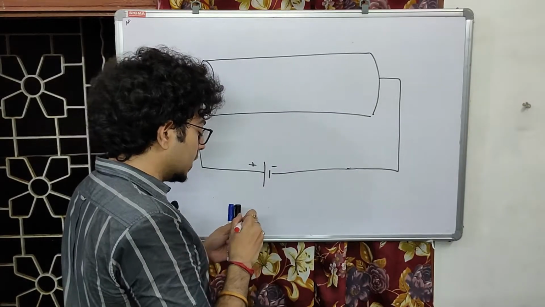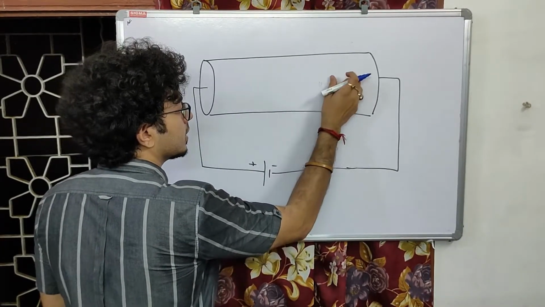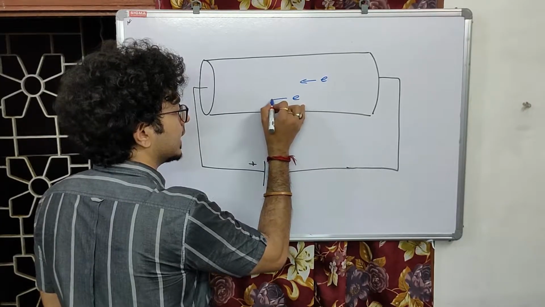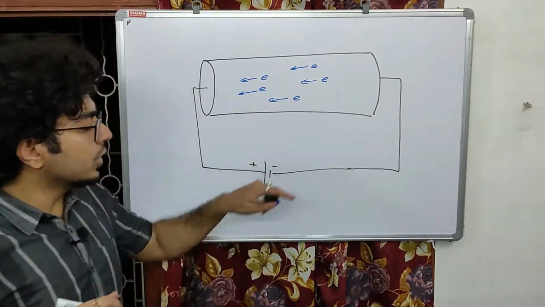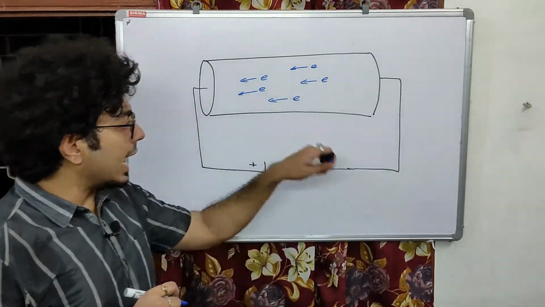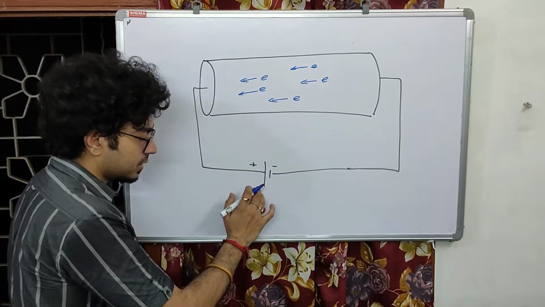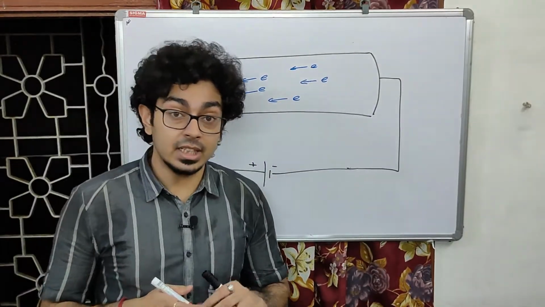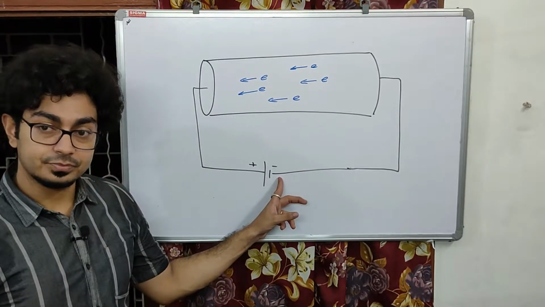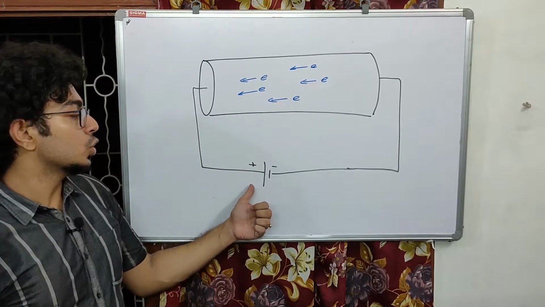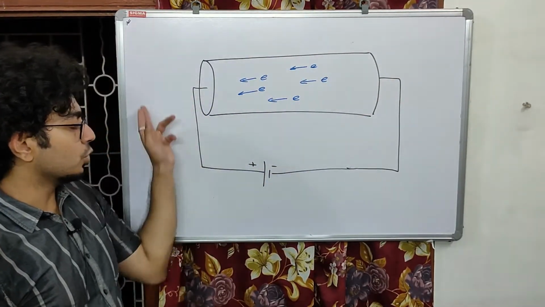The free electrons in the conductor get attracted to the positive terminal of the battery. So all these electrons try to move to the positive terminal of the battery. The battery in turn forces these electrons to move to the negative terminal. Then the electrons again come and flow in this direction.